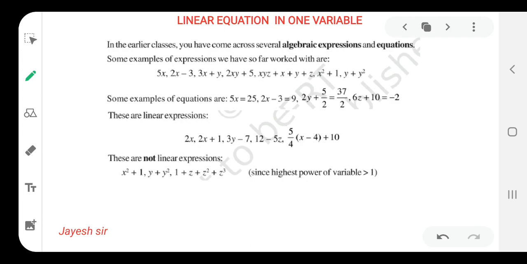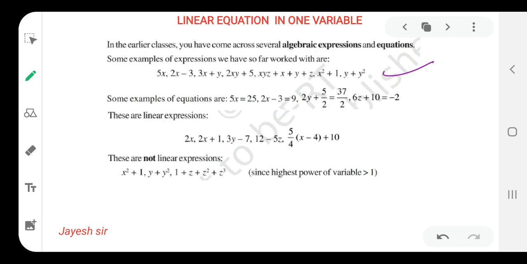In the earlier classes, you have come across several algebraic expressions. Yes, we have studied the chapter algebraic expressions and equations in grade 6 and 7th also. Some of the expressions we have so far worked out with: 5x, 2x minus 3, 3x plus y, 2xy plus 5, xyz plus x plus y plus z. Similar to this type of sums we have already studied in our previous classes.